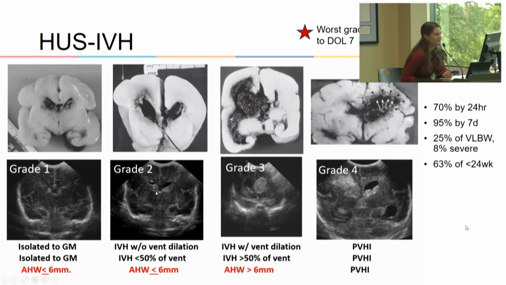Okay, so I've alluded to interventricular hemorrhage just because it is so common in preterm babies, and that's really a major indication for why we get head ultrasounds in preterm babies, to screen for IVH. So let's talk about the different grades.